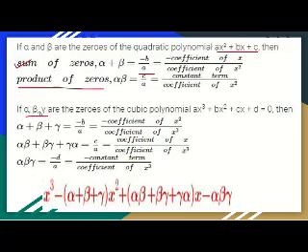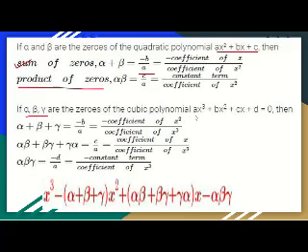What are they? Alpha, beta and gamma. What we are considering are the zeros of the polynomial. Zeros of a polynomial are the values such that if I substitute them, p of x will turn out to be equal to 0. That is called the zeros of the polynomial. You can also call these factors or roots. You can say either factors or roots.